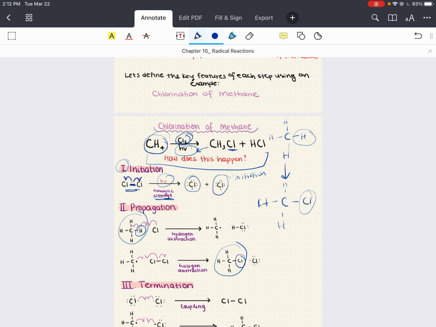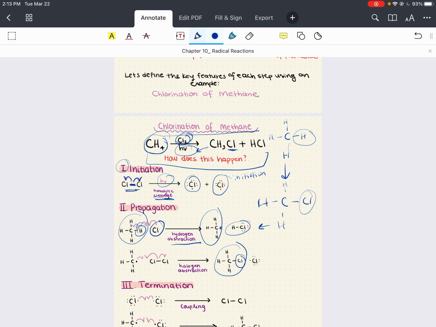One of the first steps in propagation for chlorination of methane is hydrogen abstraction. This chlorine radical that we formed is going to abstract a hydrogen atom from our methane. When our chlorine radical steals that hydrogen from our methane, we form hydrochloric acid. And now we have carbon with only 3 hydrogens and, of course, 1 single electron.